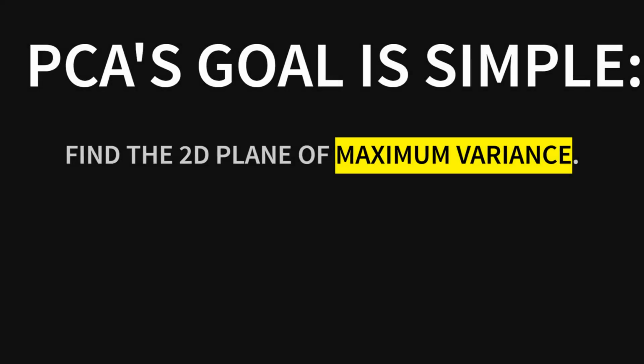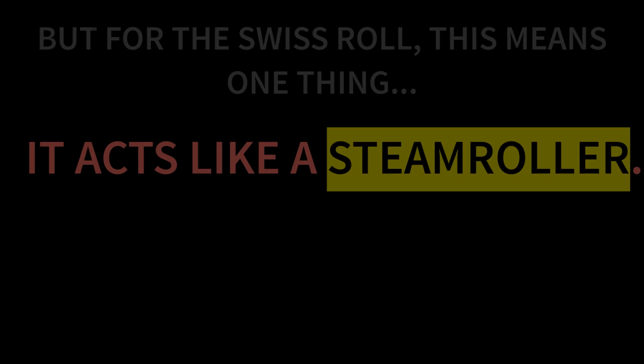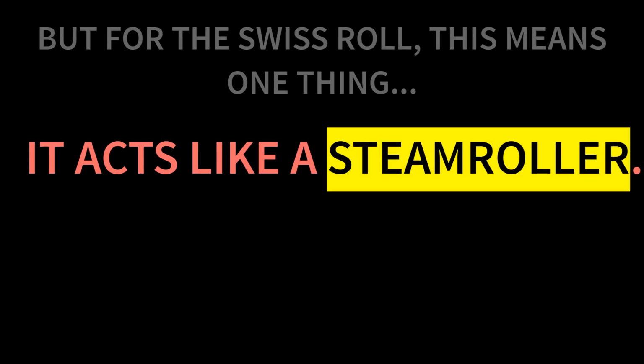So, what happens when we apply this logic to our Swiss roll? PCA has one simple goal. Find the direction where the data is most spread out. Here's the catch. For a coiled structure like the Swiss roll, the direction of maximum variance isn't along the curve. It's straight through it. PCA doesn't see the delicate structure. It just sees a blob to be flattened.